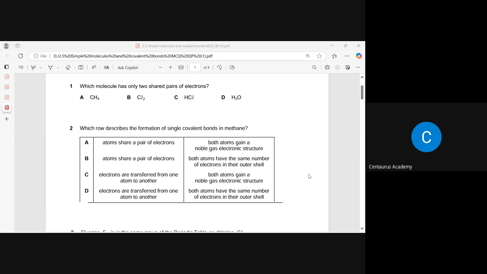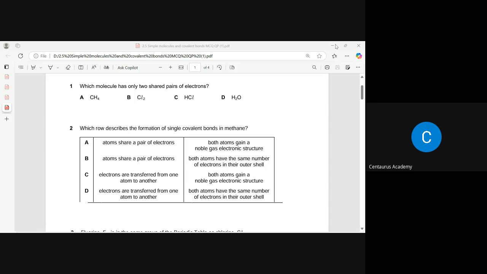Okay, Ryan says water, D, and anyone else? Basit also says D, Ibrahim also says D. Yes, good. D is the correct answer. There are two shared pair of electrons here. In the water molecule, oxygen and hydrogen are single covalently bonded, and there are two of those single covalent bonds.